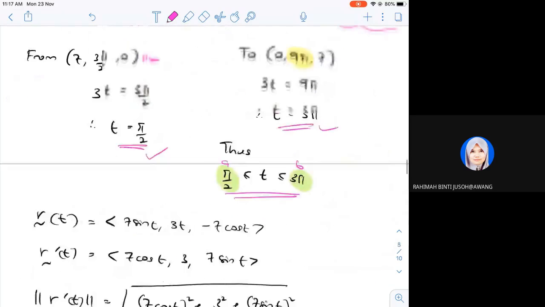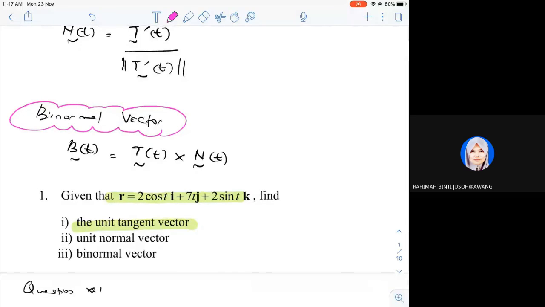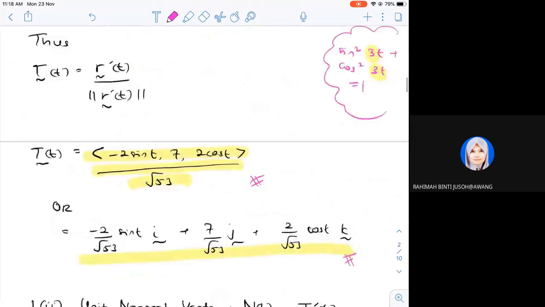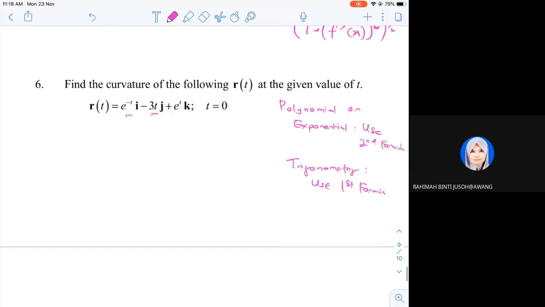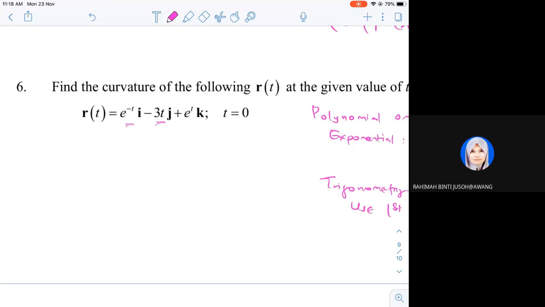Unless your question is like this, if you have a trigonometric function and the question asks you to find the curvature, use the first formula. Kalau soalan trigo, better use first formula. Ingat tu. Tapi kalau you nak pakai second formula pun, it's okay, doesn't matter. Cuma lebih mudah. It's easier. Alright, so for this question, it is much easier if we solve by using the second formula, because it involves exponential and polynomial. So use the second formula.